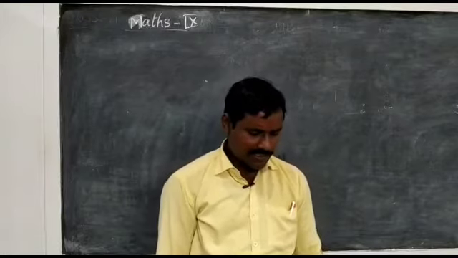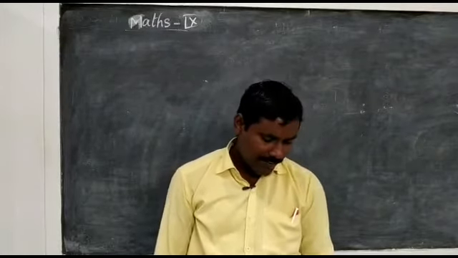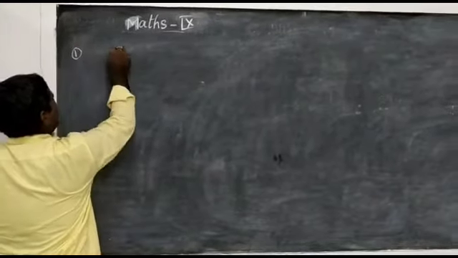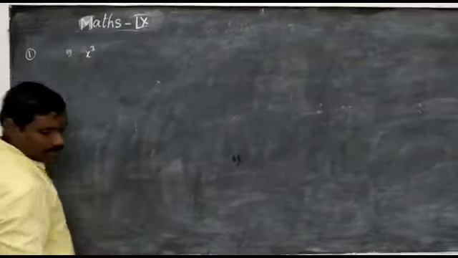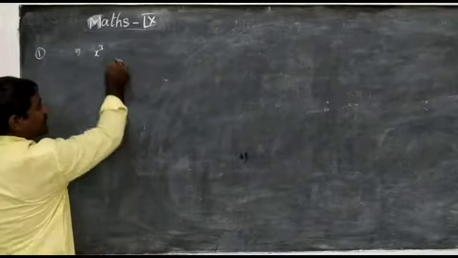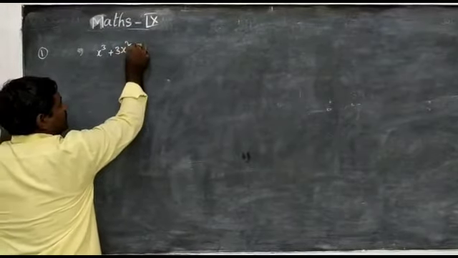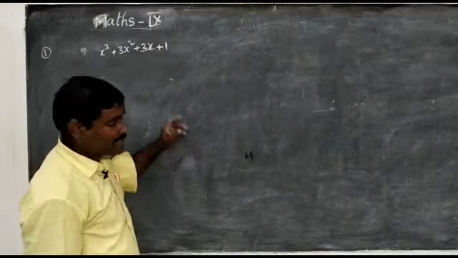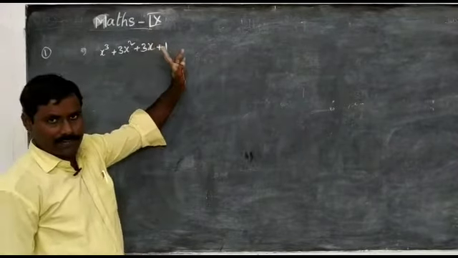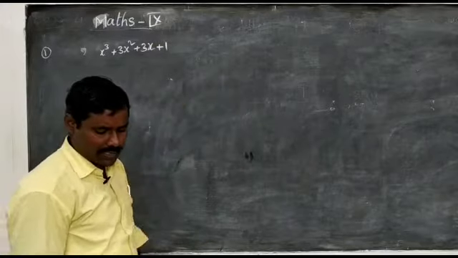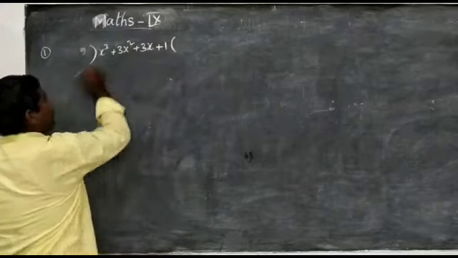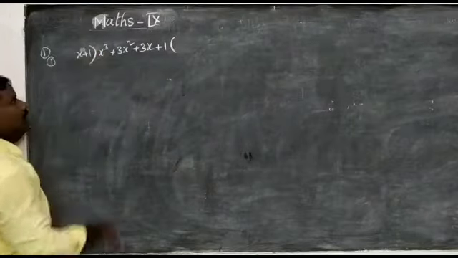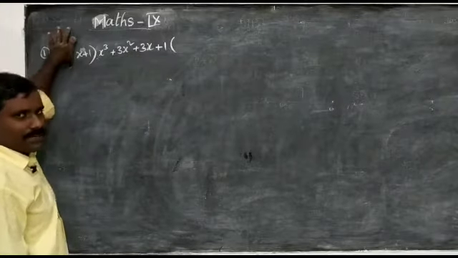Let's see the first problem in exercise 2.3, page number 42. Find the remainder when the polynomial x cube plus 3x square plus 3x plus 1 is divided by the following linear polynomials. Divide with the first one, x plus 1. This polynomial is divided by the polynomial x plus 1.